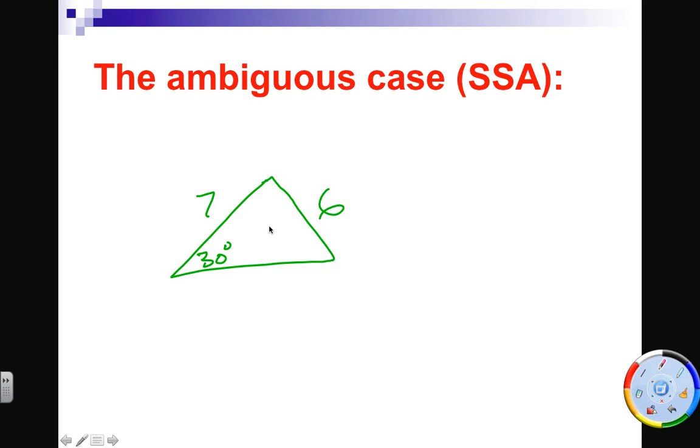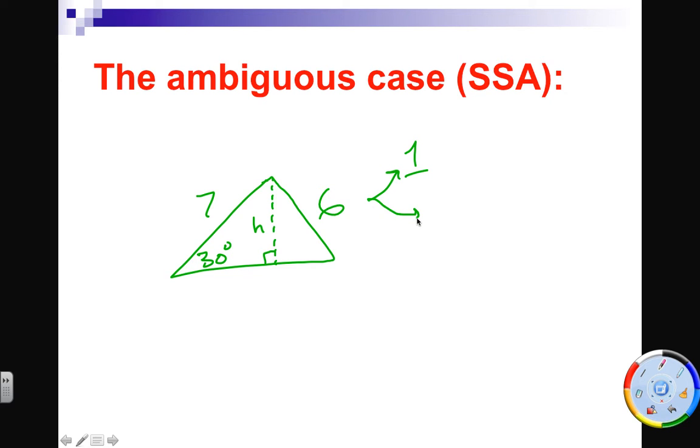Now, it looks like this is the only triangle that's possible. But the problem is it's not necessarily the case. And it all deals with the height and the comparison between these two sides. What you're going to end up getting is maybe this is the only triangle that exists with 7, 6, and 30 in this order.